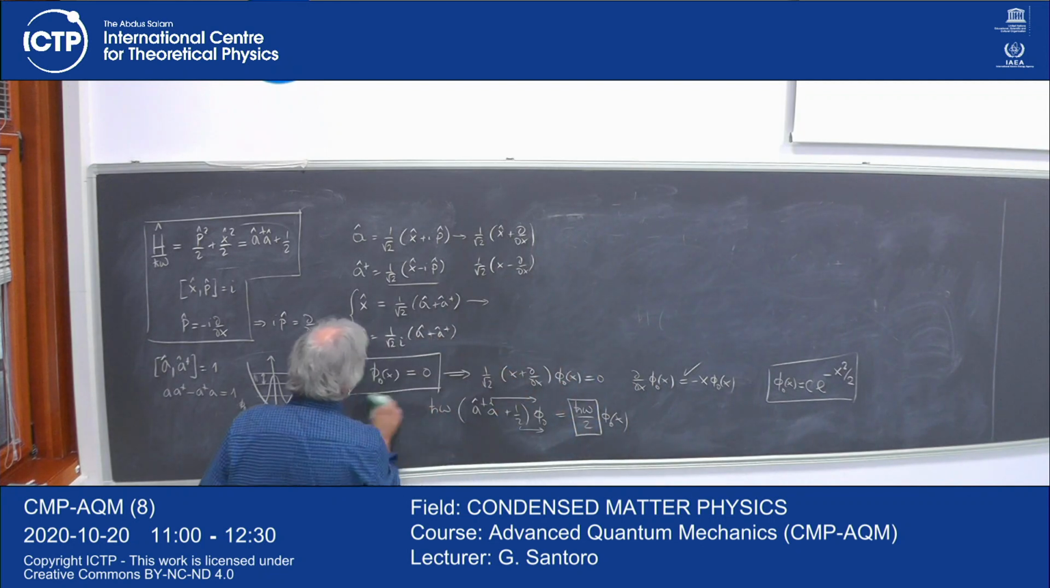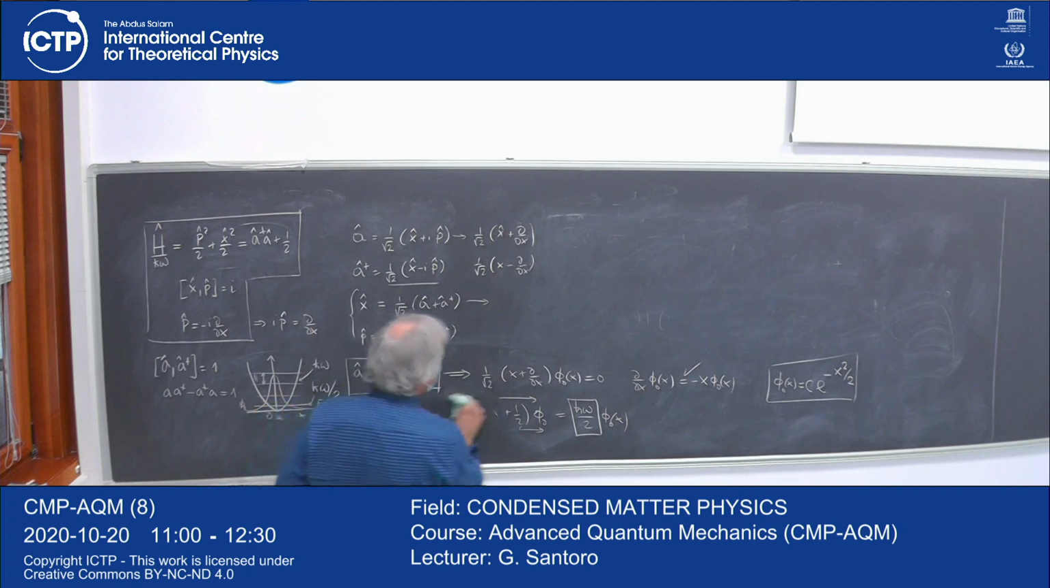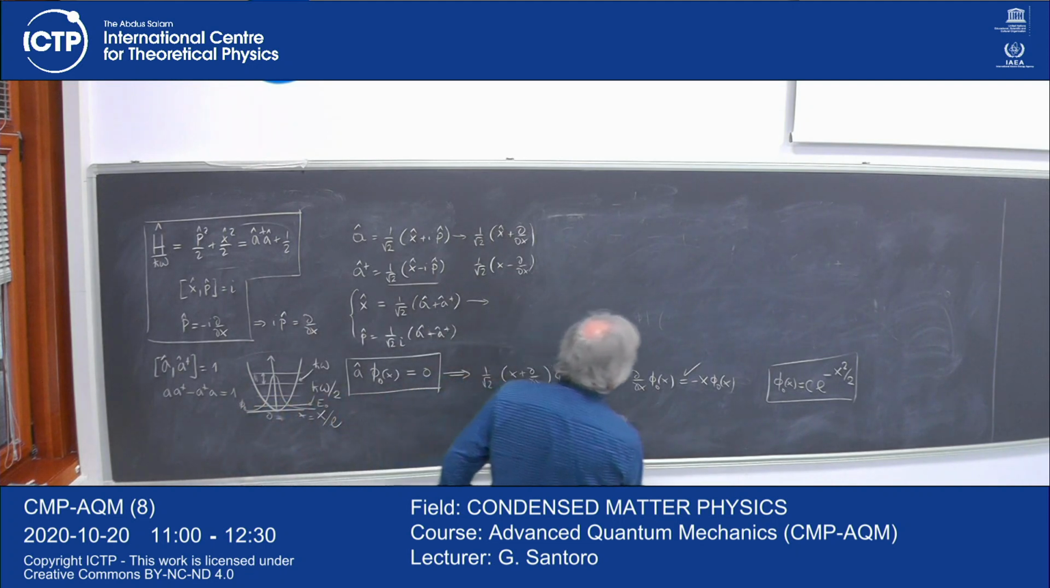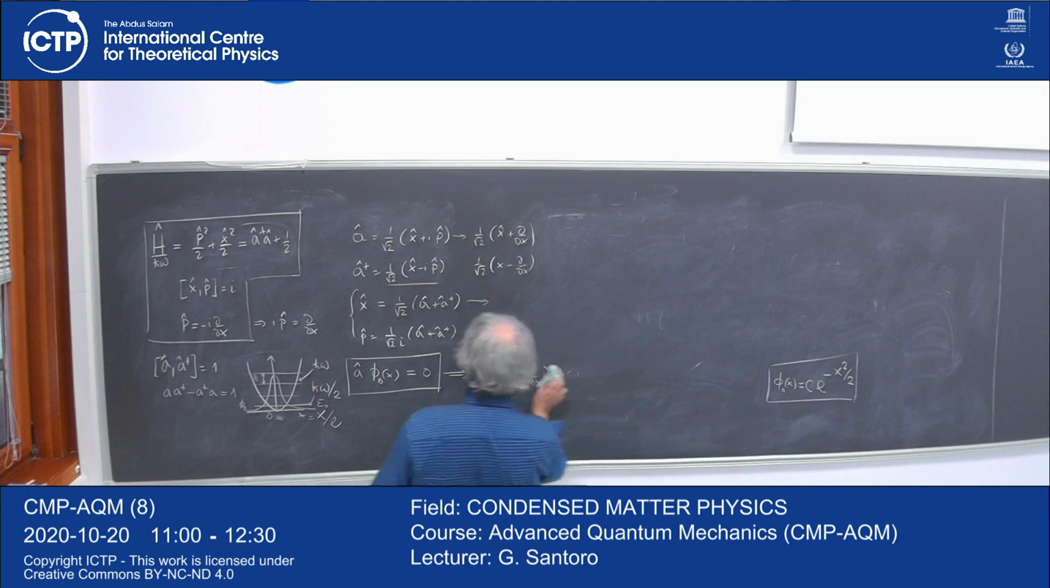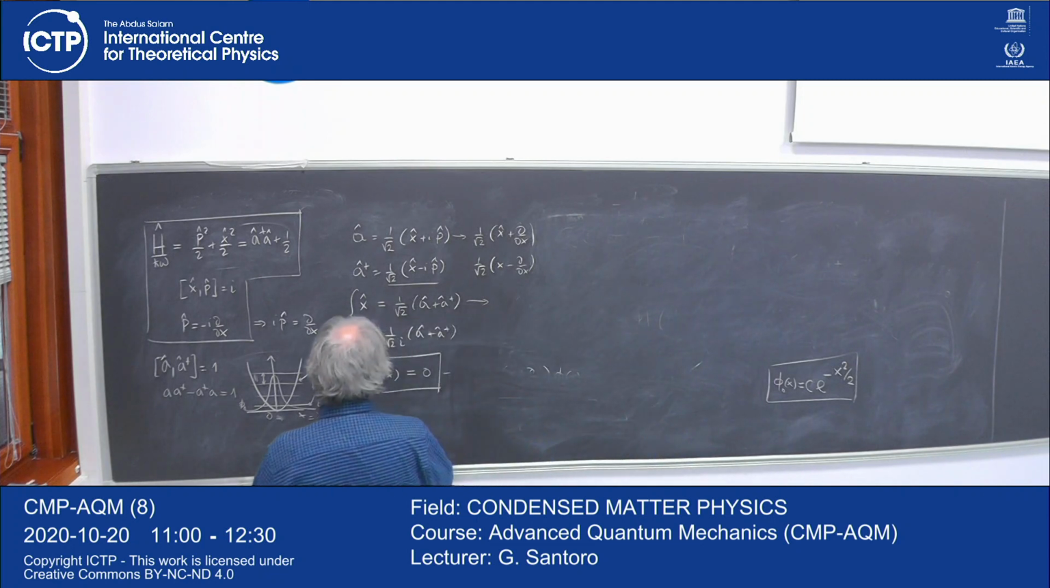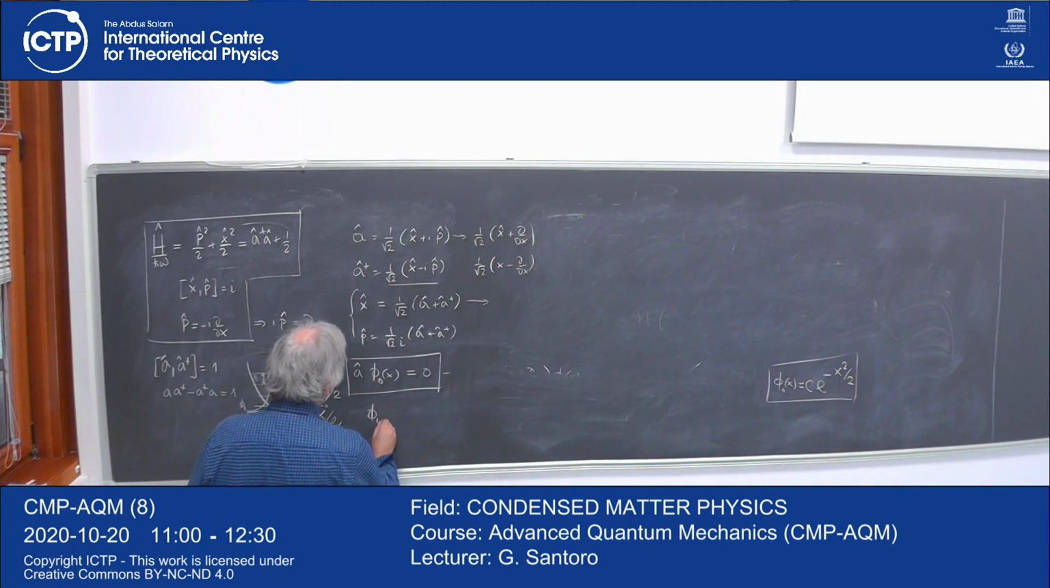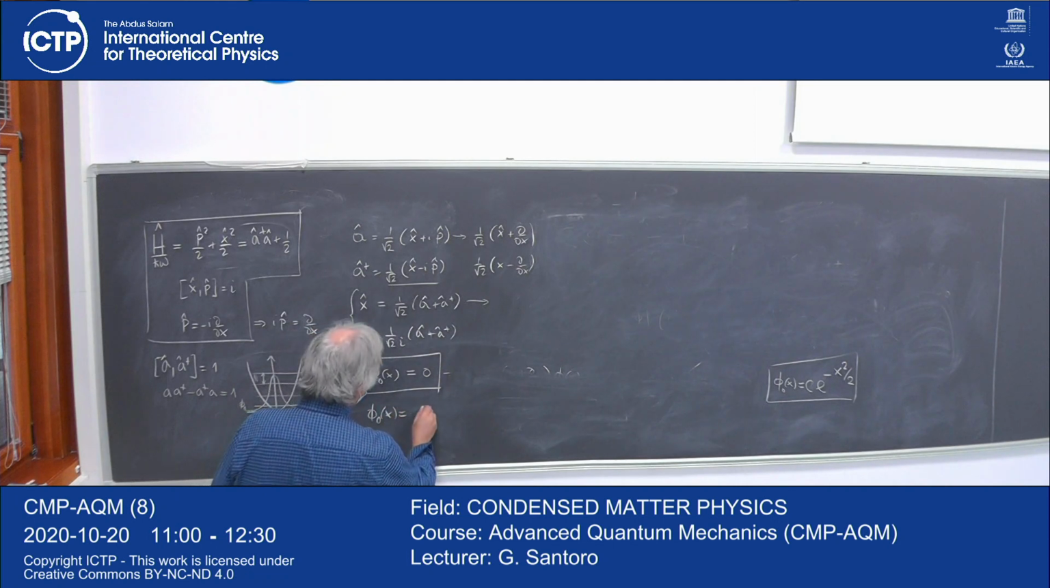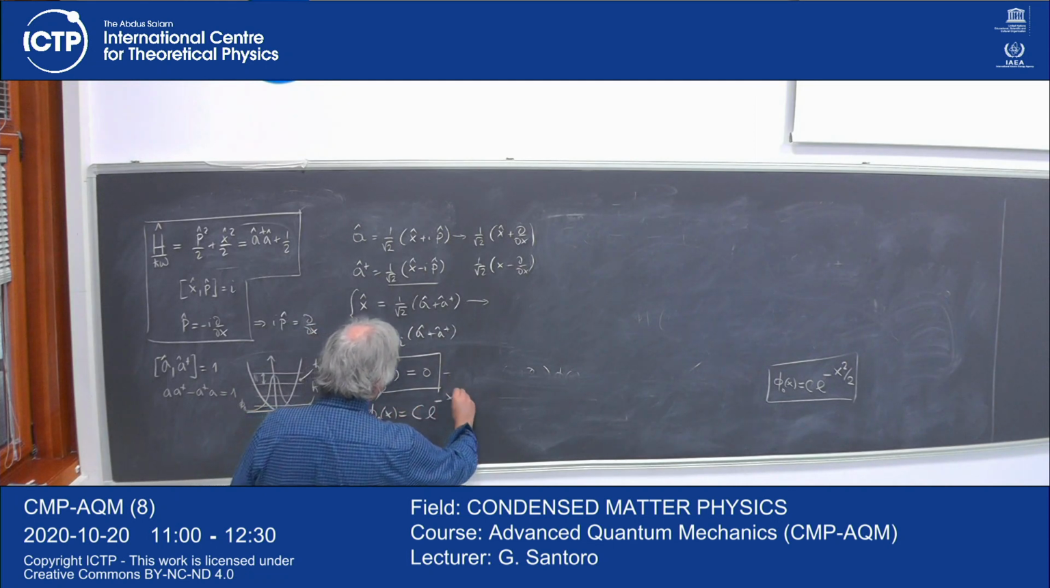Good. I can erase this. And I can erase this. Okay. So phi 0 of x is equal to a constant times e to the minus x squared over 2.